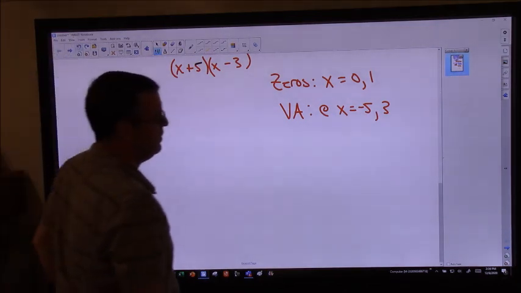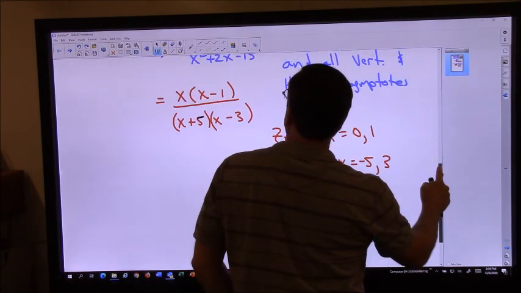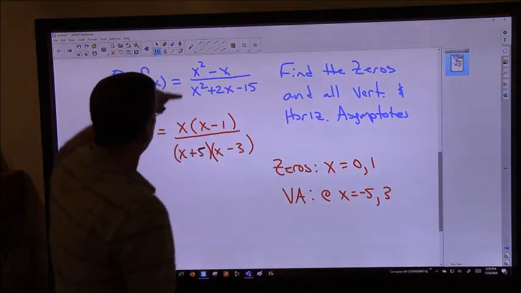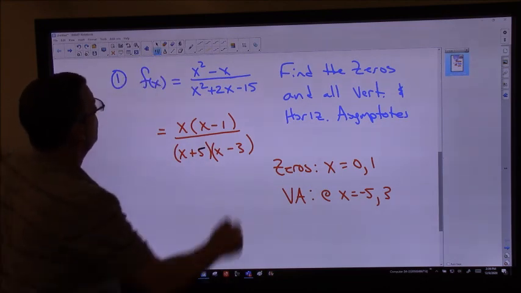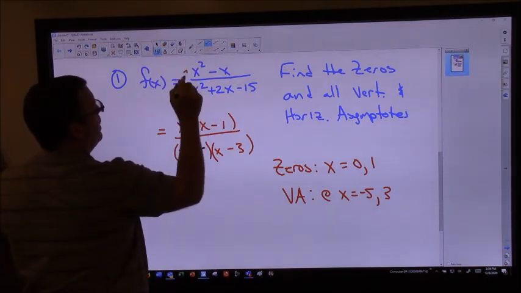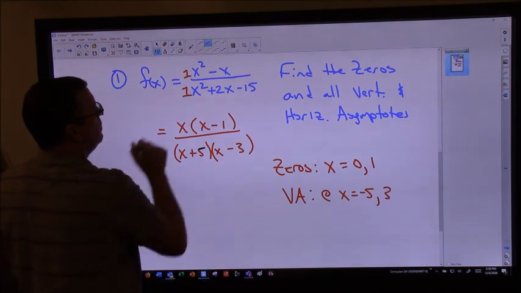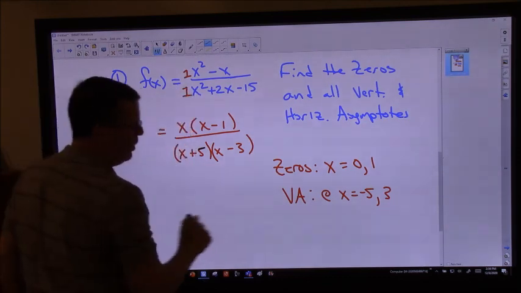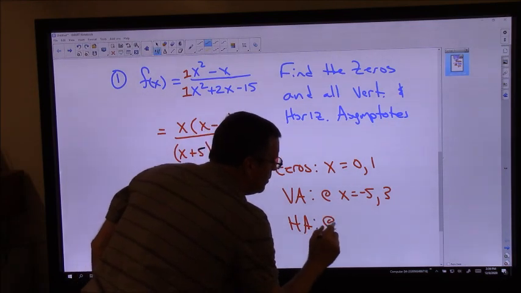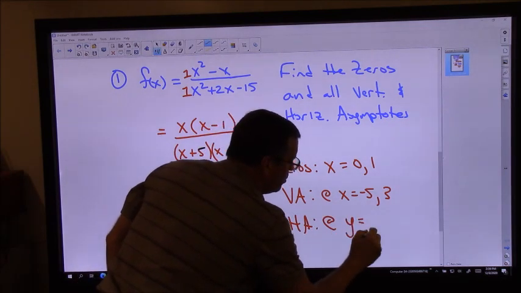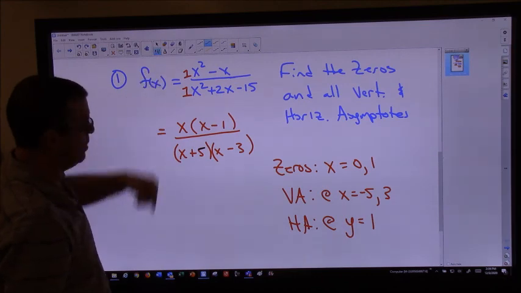Okay, the last thing I need is a horizontal asymptote. So when I go back and look at this, my exponents are equal to each other. So I want to ask myself, what are the two numbers out in front? And when you don't write anything, they're 1s. So 1 over 1 means there's going to be a horizontal asymptote at y equals 1. 1 divided by 1.